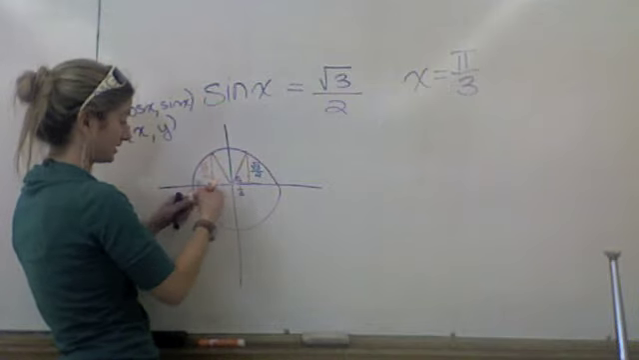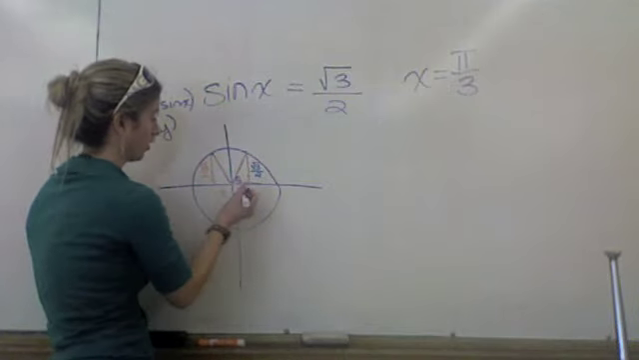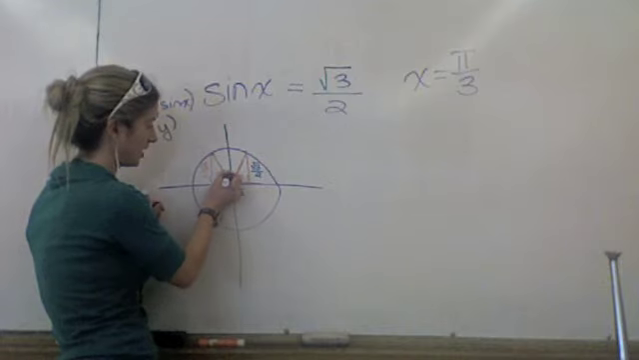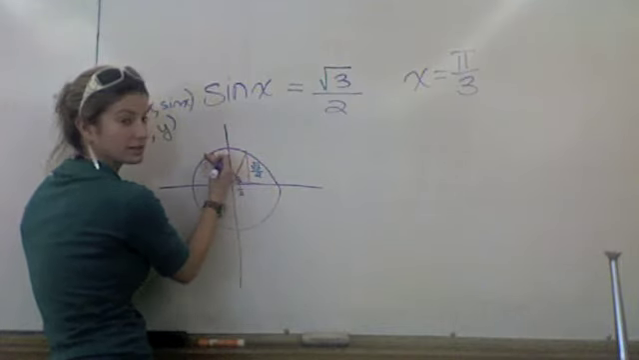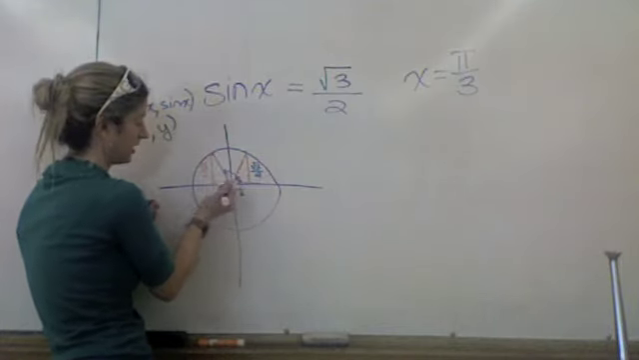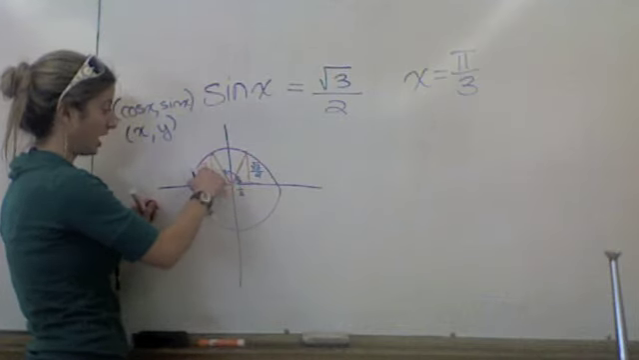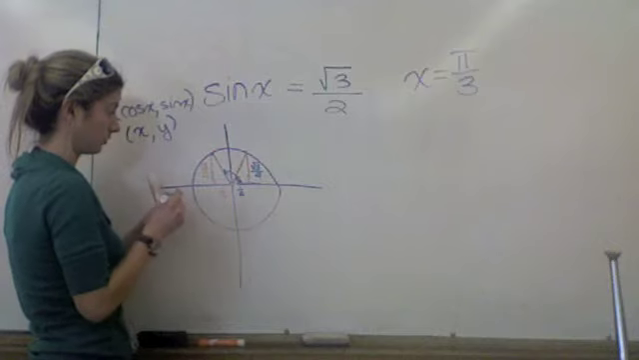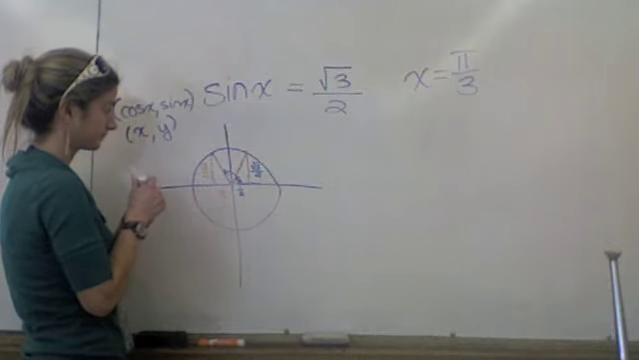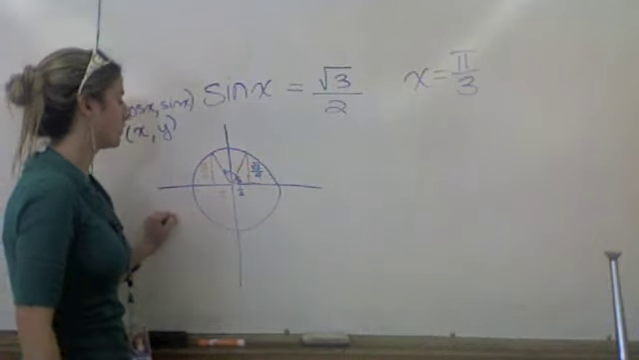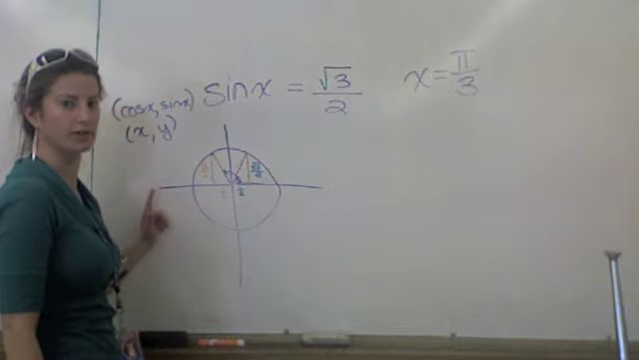So do you agree the sine of whatever angle I've created here to here is going to be root 3 over 2, right? Because sine is opposite over hypotenuse, and the hypotenuse is always 1. So now the question becomes, what is this angle? How do I know what this angle is?